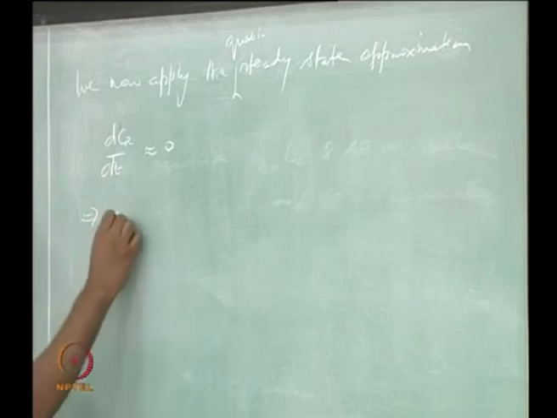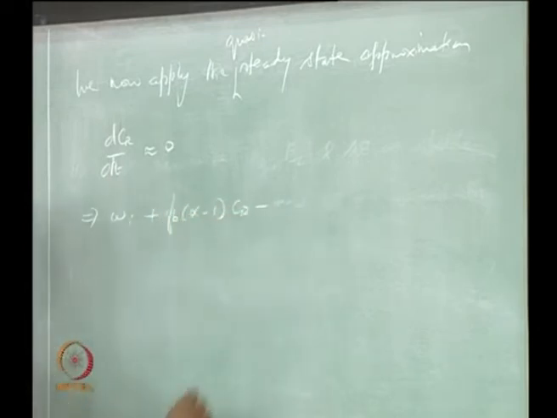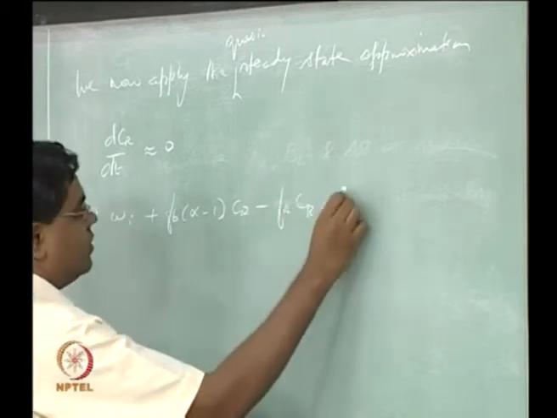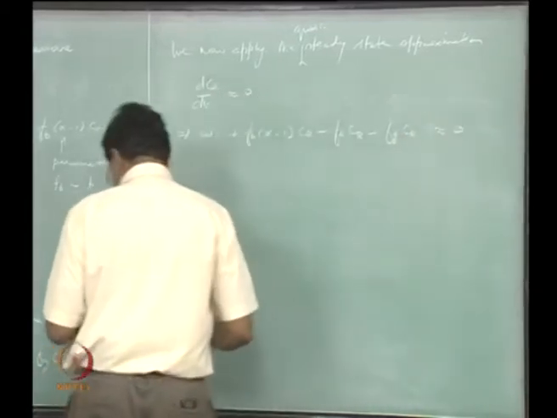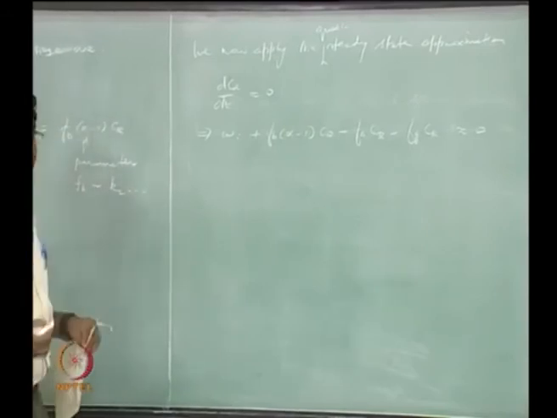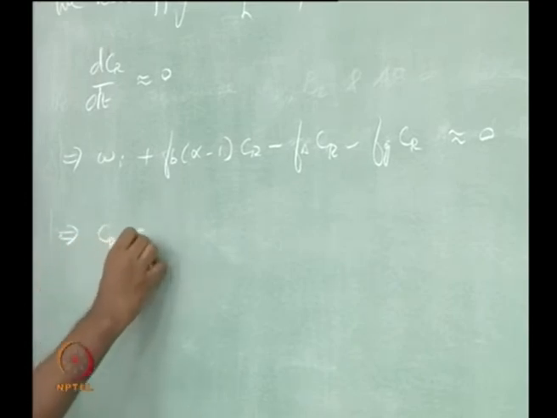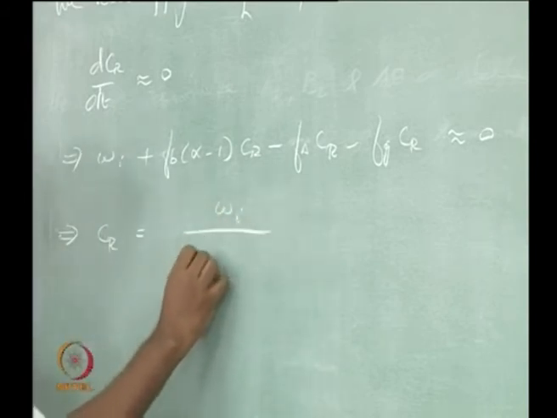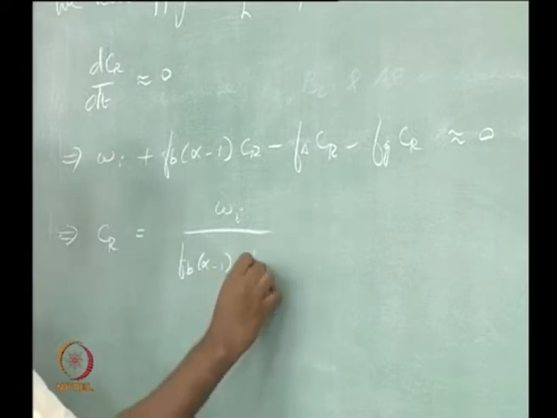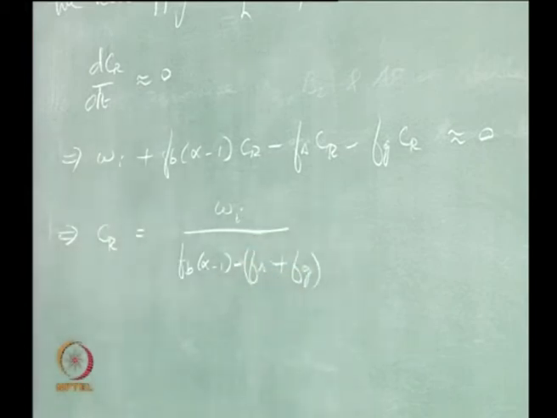So this implies we now say that omega I plus FB alpha minus 1 CR minus FS CR minus FG CR is approximately equal to 0, from which we can try to find out the concentration of the intermediate. So this implies CR is equal to omega I divided by FB alpha minus 1 minus FS plus FG. Okay, so the steady state approximation did this for us.